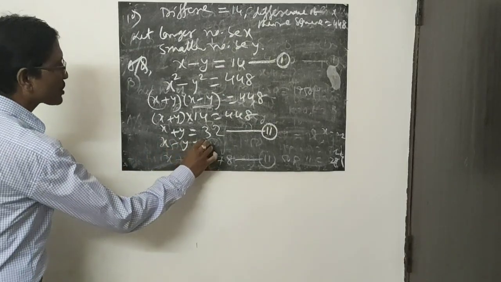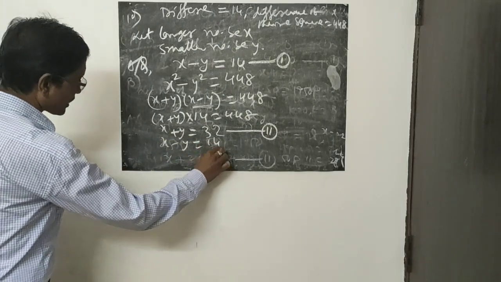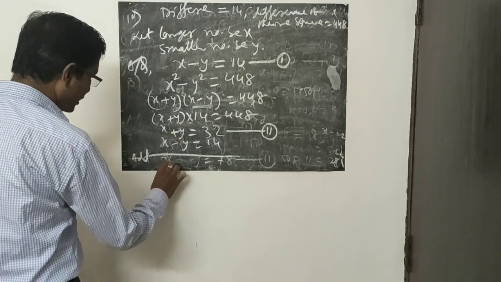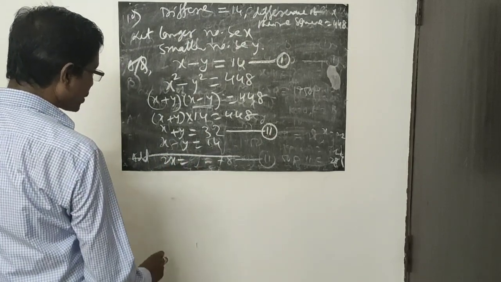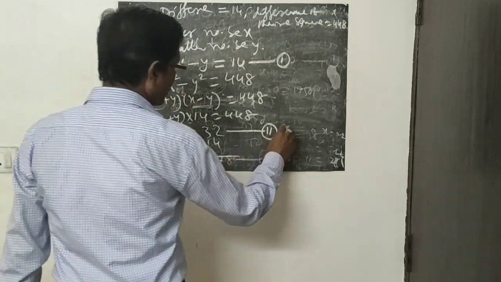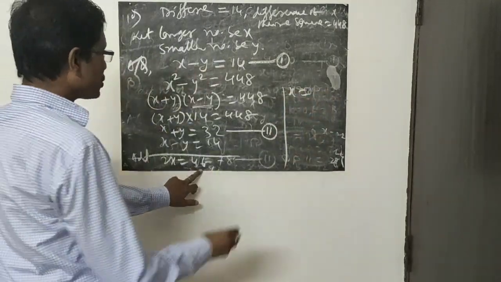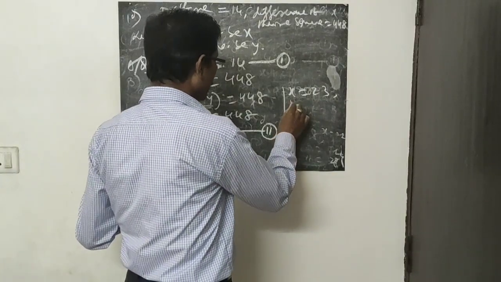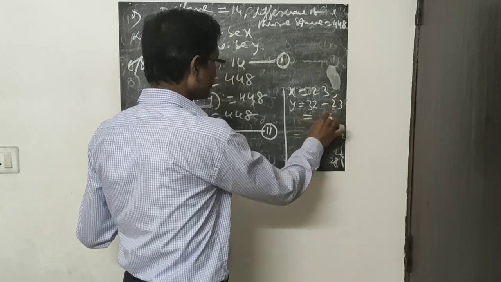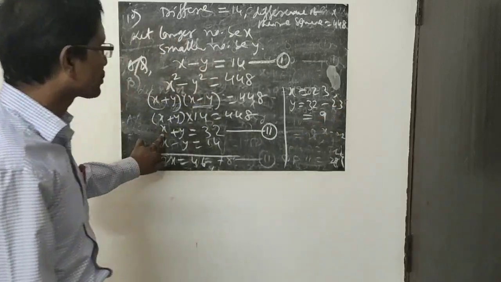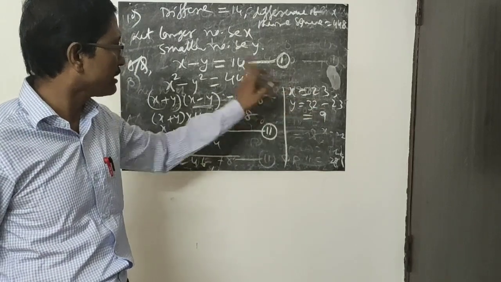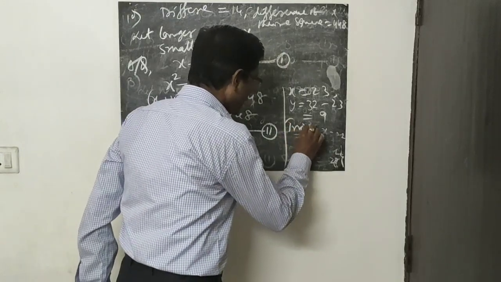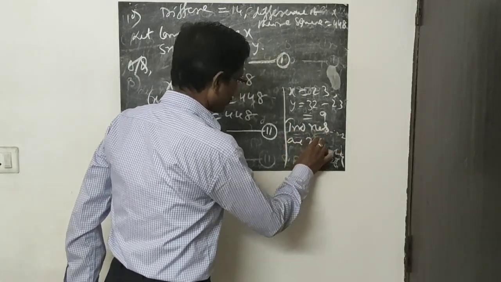So add these two equations, because minus y plus y will be cancelled. If you add these two equations, y will be cancelled. So you are getting 2x equal to 14 plus 32, which is 46. Ultimately, x equal to 23. If x equal to 23, if we put it here, 23 plus y equal to 32, that means y will be 9. See, the difference of these two, 23 minus 9, you will get 14. If you do the square difference also, you will get 448. Therefore, the two numbers are 23 and 9.